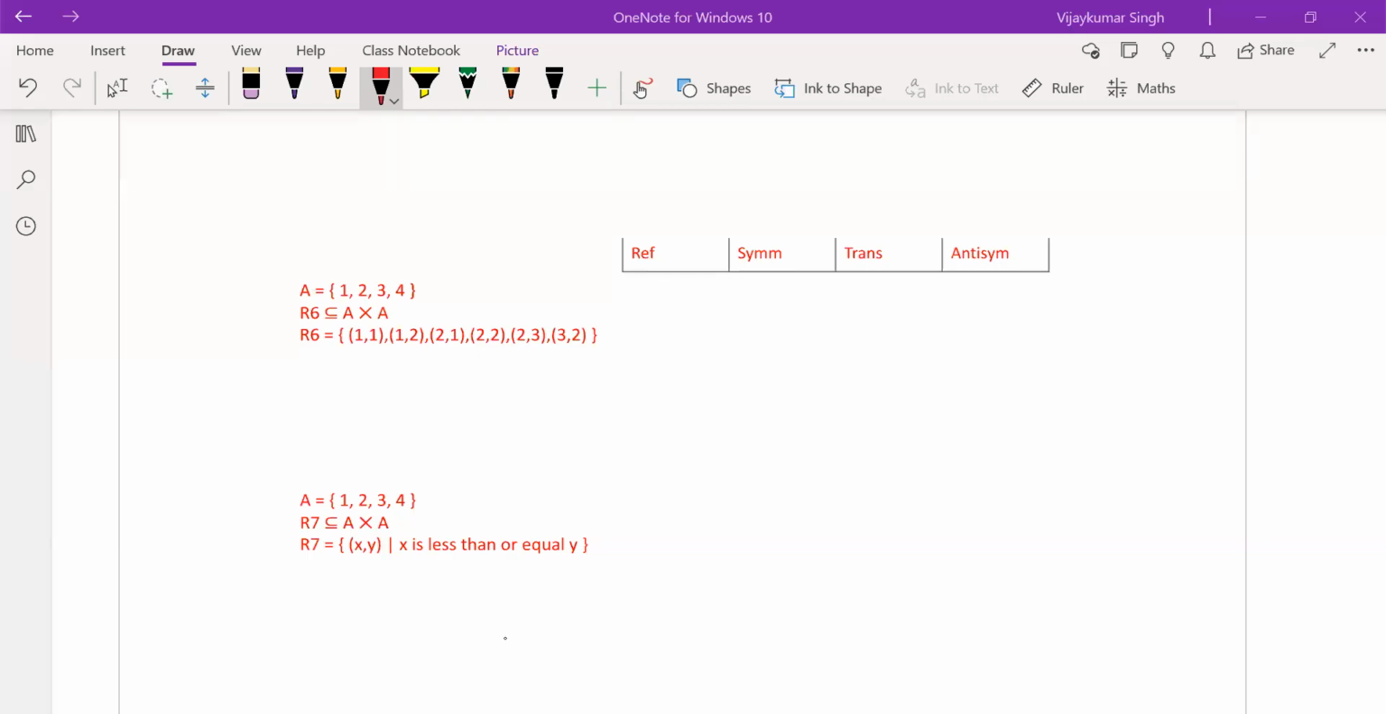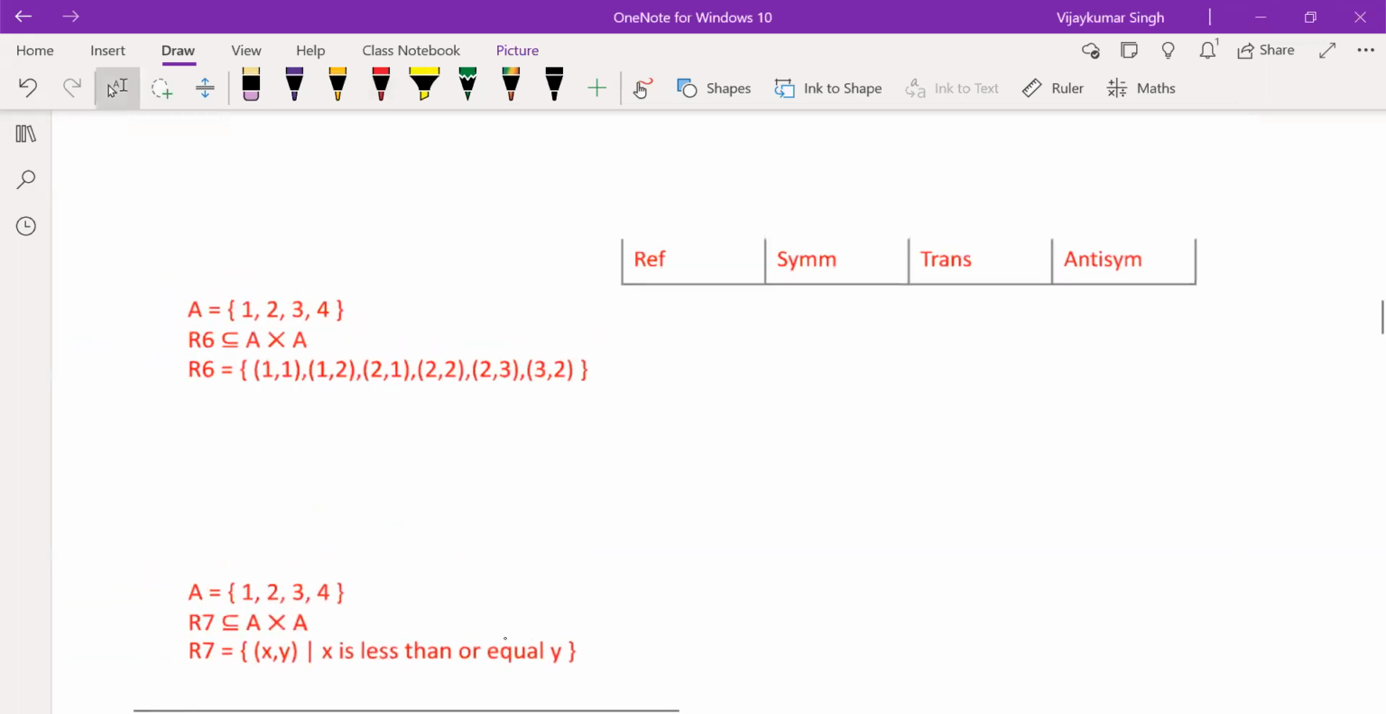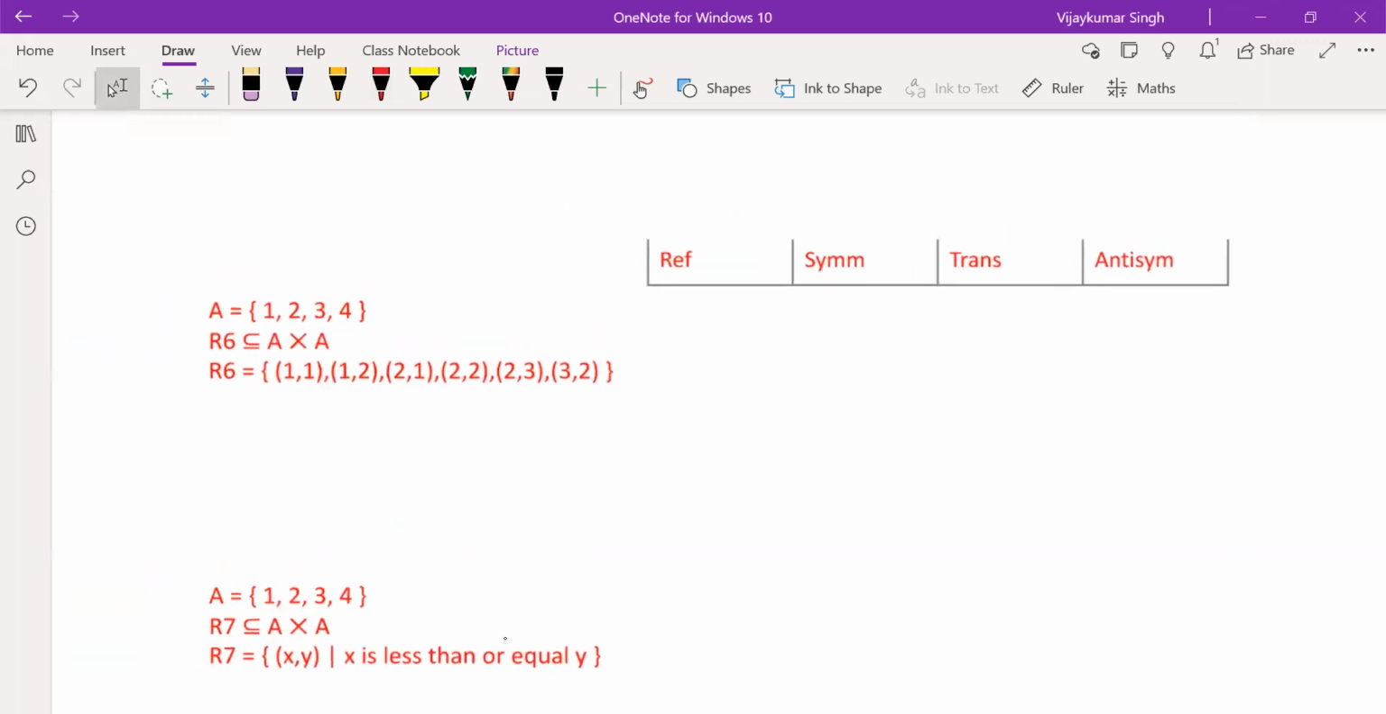Okay, so before we go and talk about directed set, let's just do some classification problems. We've been given relations here, and we want to see if they are reflexive, symmetric, transitive, and antisymmetric. So A is {1, 2, 3, 4}, and R6 is a relation on A cross A, given by (1,1), (1,2), (2,1), (2,2), (2,3), (3,2).